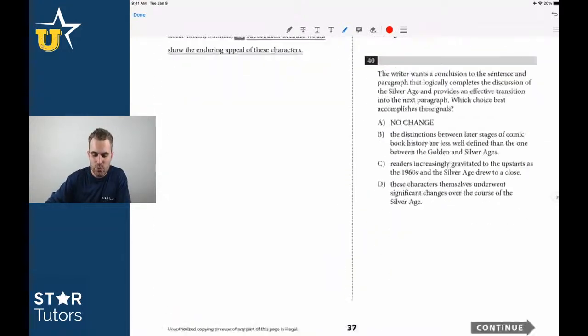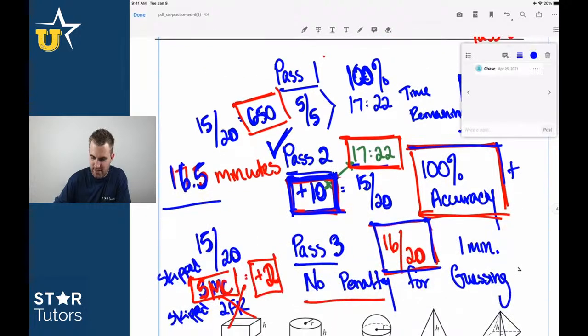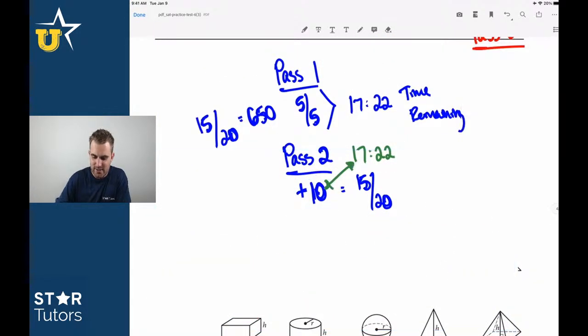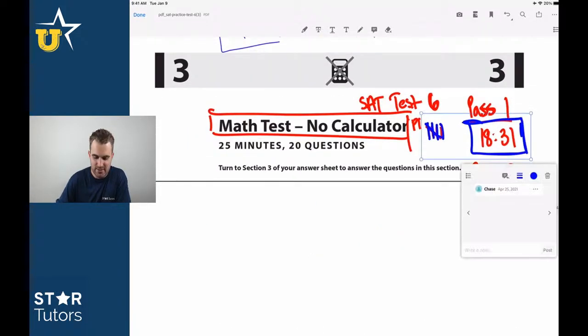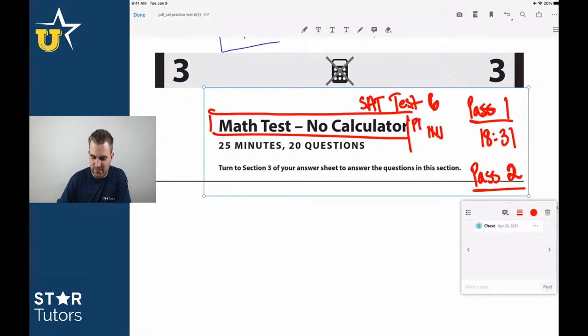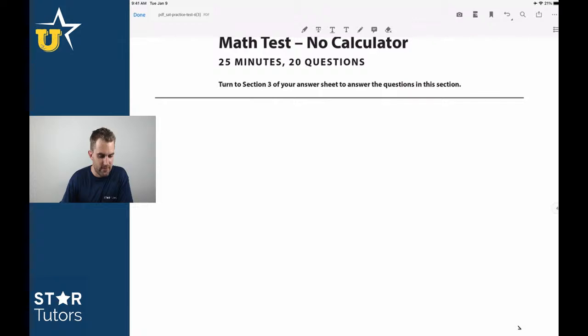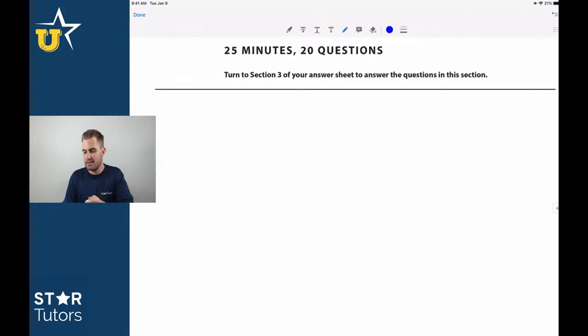Okay, so guys, real quick on the math section. If we look at the math section, has anybody seen any of our previous videos on the 3-pass method? Has anybody seen any of these real-time videos on the 3-pass method, guys? I think it's really important to recognize one thing on this test.